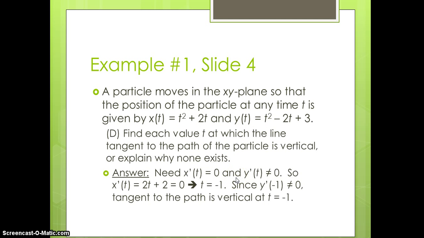Part D, find each value of t at which the line tangent to the path of the particle is vertical, or explain why none exists. Here again, we need where x prime of t is equal to 0. Since x prime of t is equal to 2t plus 2, that occurs when t is equal to negative 1. Y prime is not equal to 0 at t equals negative 1, so that's where we have a tangent to the path that's vertical.